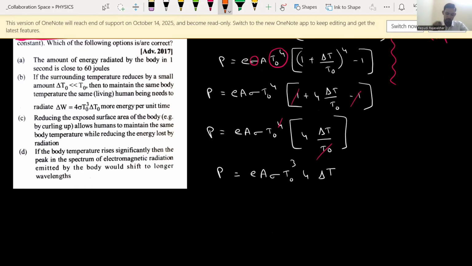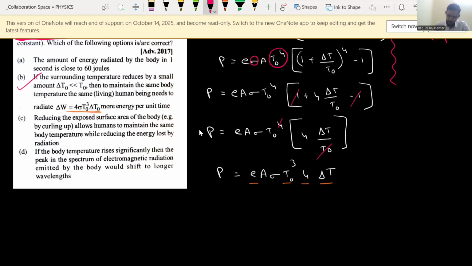Now I will verify the options. So first option: the amount of energy radiated by the body in 1 second is close to 60 joules. Okay, that we will verify now, whether it is 60 joules or not. Next, if the surrounding temperature reduces by a small amount delta T naught, which is less than T naught, then to maintain the same body temperature, the same human being needs to radiate 4 sigma T naught cube delta T naught. Here we got 4 sigma T naught cube delta T. Yes, so option B is right.